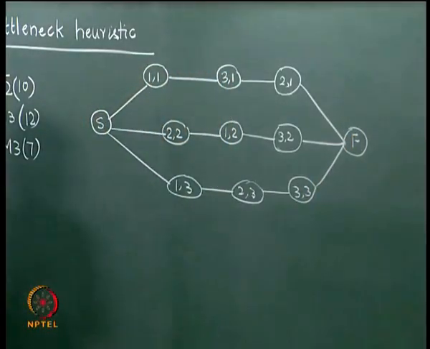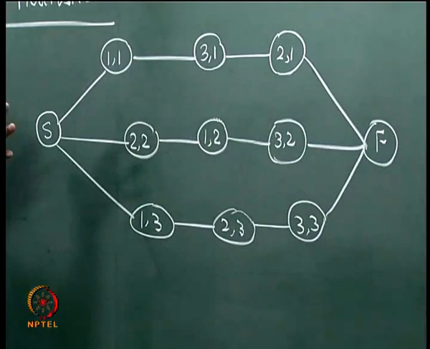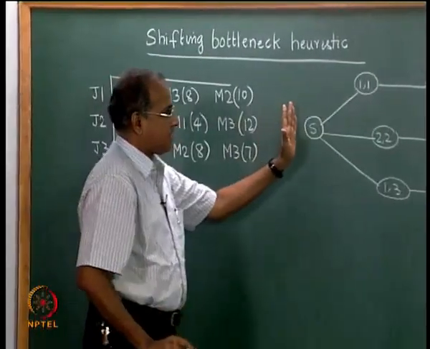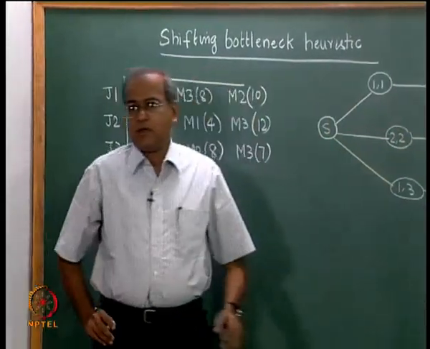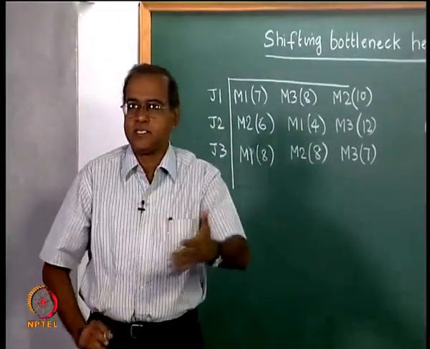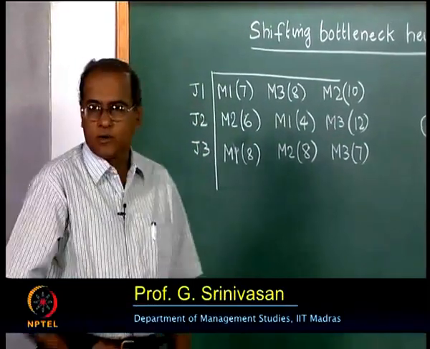Now let us look at this network. This network captures a part of the information that is given here. Now there is a start and there is a finish. Instead of looking at the job shop scheduling problem through a Gantt chart, which is what we did in the previous lecture, let us try and look at it through this network.